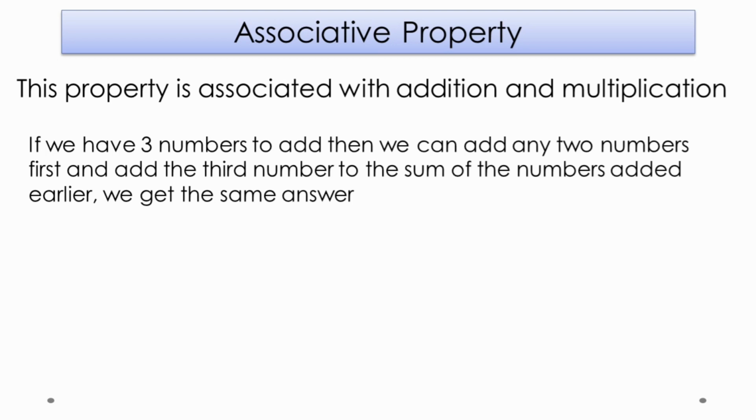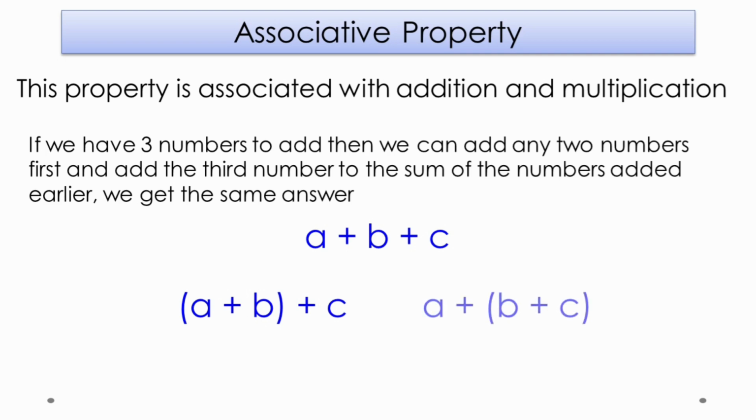Let's take an example. If we are adding three numbers a plus b plus c and choose to add a plus b together and then add c to it. On the other hand, we choose to club b and c together and add a to it. The sum would remain the same.